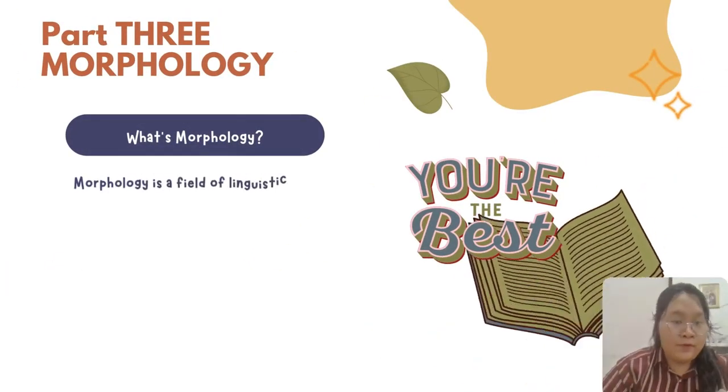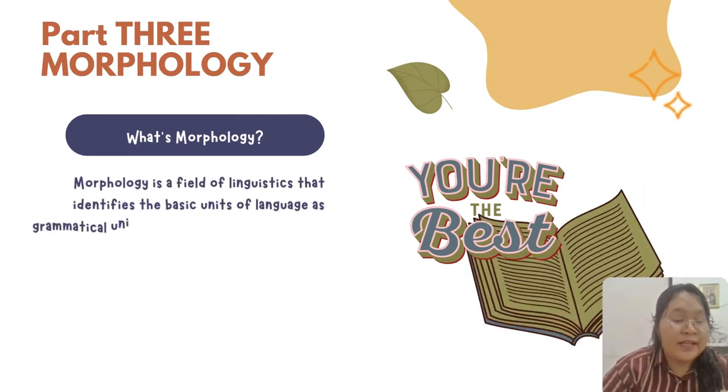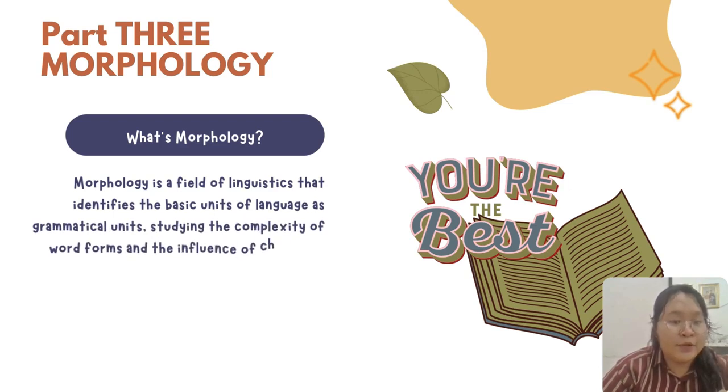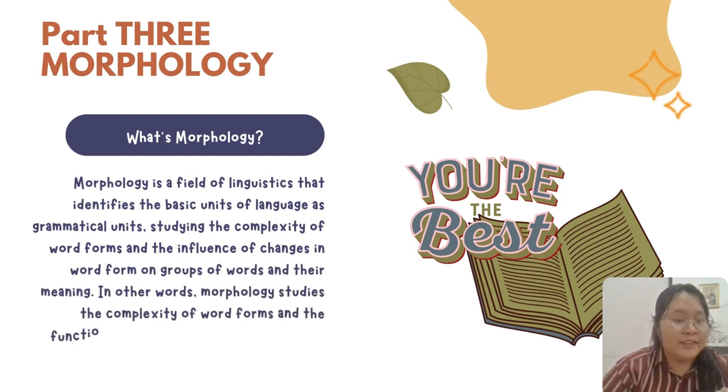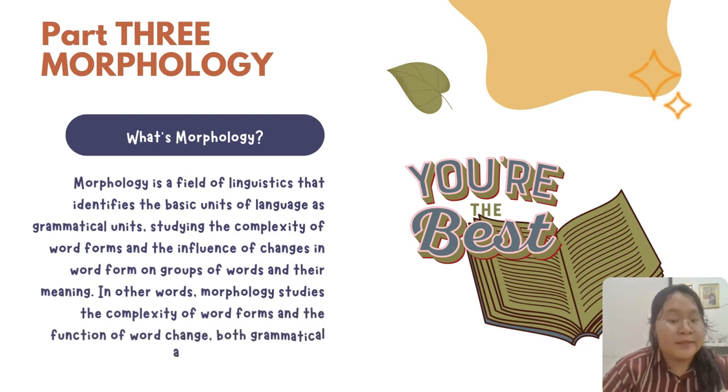Next one, we're talking about morphology. What is morphology? Morphology is the field of linguistics that identifies the basic units of language as grammatical units, studying the complexity of the word form and the influence of changes in word form on groups of words and their meaning. In other words, morphology studies the complexity of word forms and the function of word change, both grammatical and semantic functions.